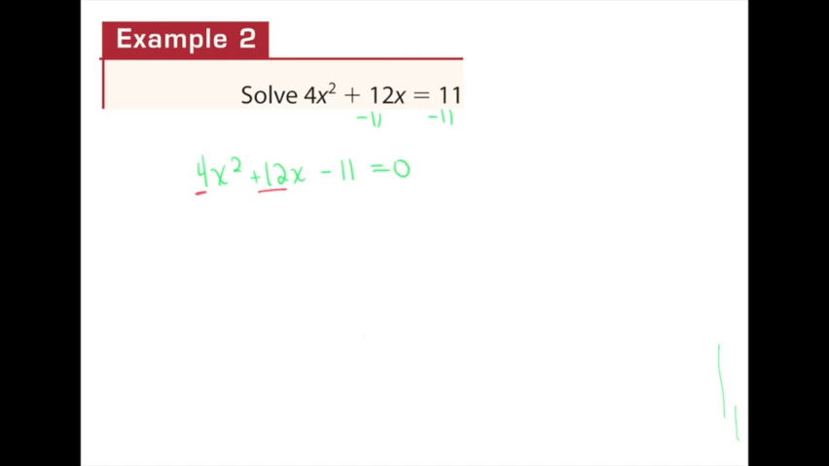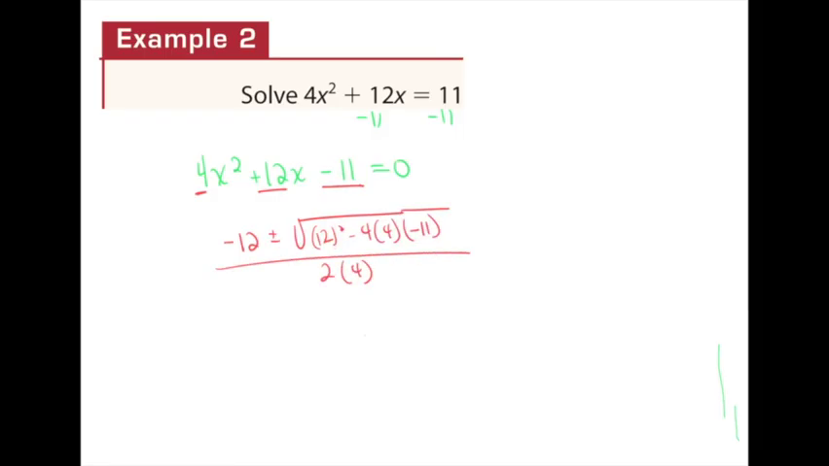This is my A, this is my B, this is my C. So negative B plus or minus the square root of B squared minus 4 times A times, that is a negative 11 there, by the way, times C, all over 2 times A. Then we're just doing order of operations. 12 squared is 144. We have 4 times 4 times 11, that's 16 times 11, which is 160 plus 16, so 176. It is plus because I have a negative times a negative. So pay attention to your negatives here. 176, all over 8.